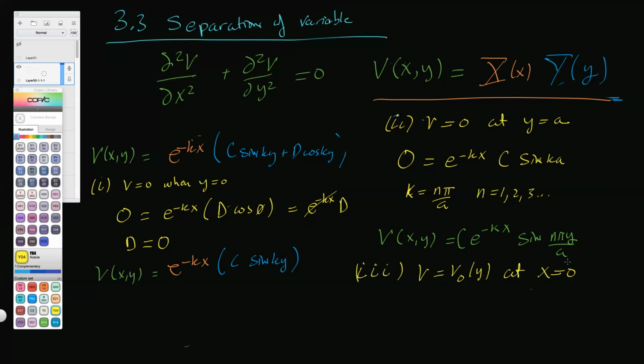As you can see, n can be 1, 2, 3, 4, right? There are many. So the general solution is a linear combination of all of the solutions. Does that make sense?